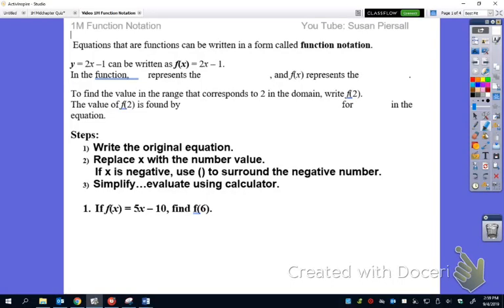Okay, so equations are functions that can be written in function notation. Function notation is just a name. So y is the same thing as f of x. It's a function of x because I'm using the variable x. So right here, that's the variable that's in my equation. So this just says y equals 2x minus 1, and function notation means f of x. So f of x and y are the same thing. And basically, they're both names for the range. X is a name for the domain, okay?